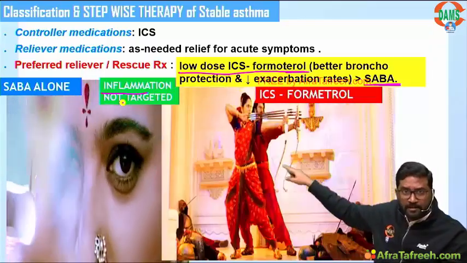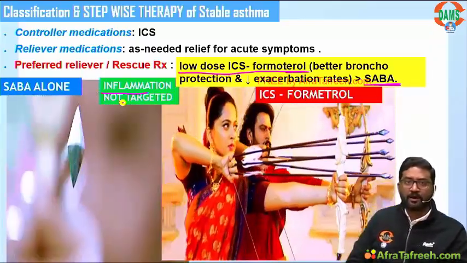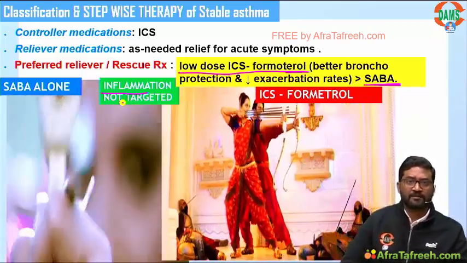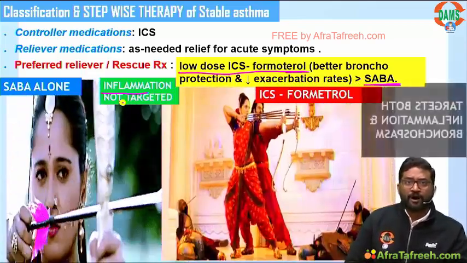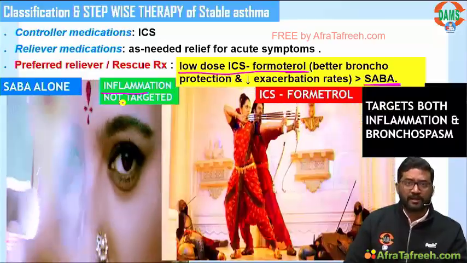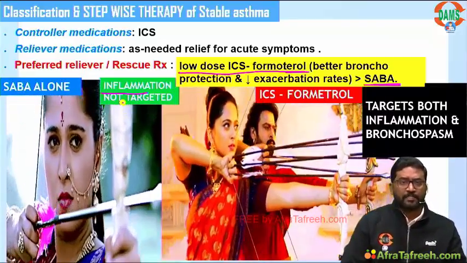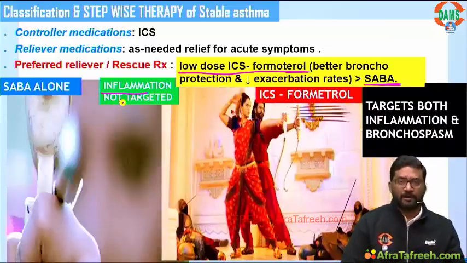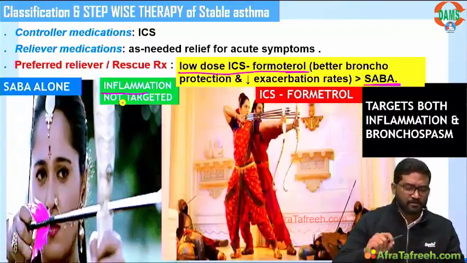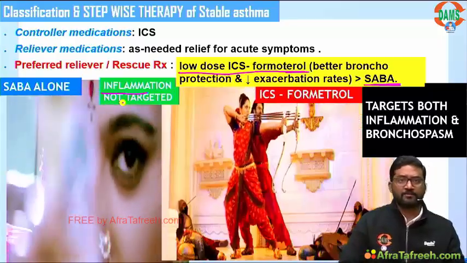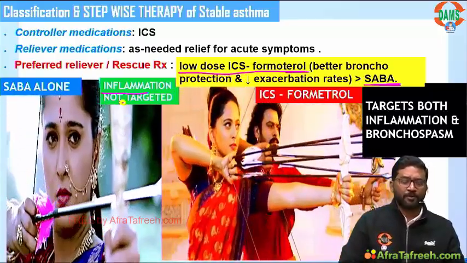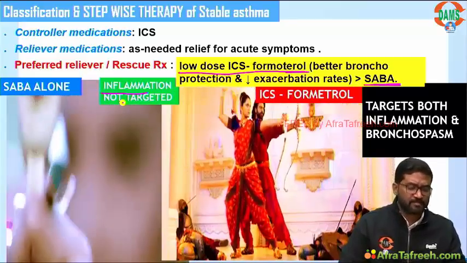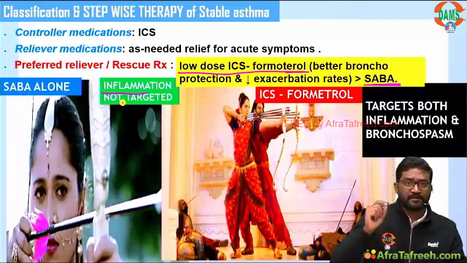Now there are multiple arrows targeting all aspects of the disease. What will ICS target? Inflammation. What will formoterol target? It is bronchospasm. That's why in community, if any asthmatic is developing acute symptoms, what should be immediately given? You should give combination. What is this blockbuster combination? Inhaled corticosteroids with formoterol. So this is a recent update.